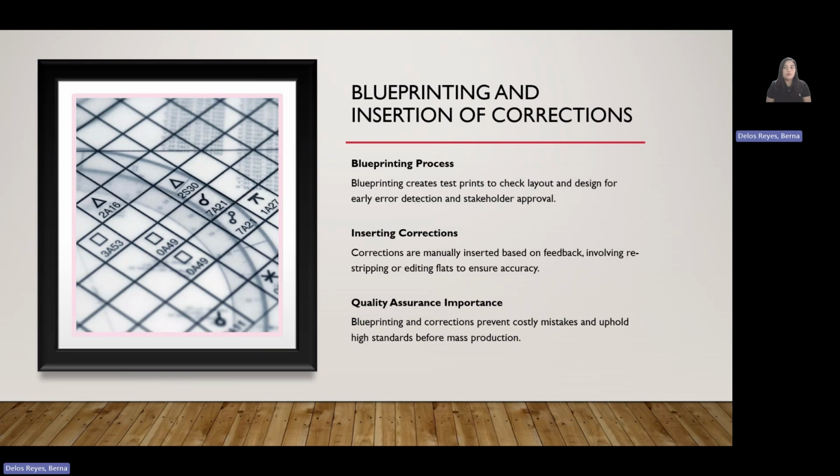Based on feedback from the blueprint, corrections are manually inserted, which is step 12, which means it may involve restripping or editing the flats. These steps ensure the accuracy and relevance of the content before it moves to the plating stage. Blueprinting and corrections are vital for maintaining high standards and avoiding costly mistakes in mass production.